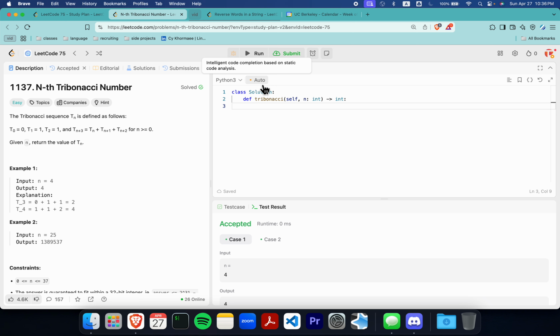For any n greater or equal to 0, and for given n, we have to return the value of T sub n. So if you're given n equals 4, you have T sub 3, which is equal to 0 plus 1 plus 1, which is 2. T sub 4 is equal to 1 plus 1 plus 2, which equals 4. So the result of T sub 4 will be 4. That's what we want to solve. And then for n equals 25, we have 1,389,537 as the answer.